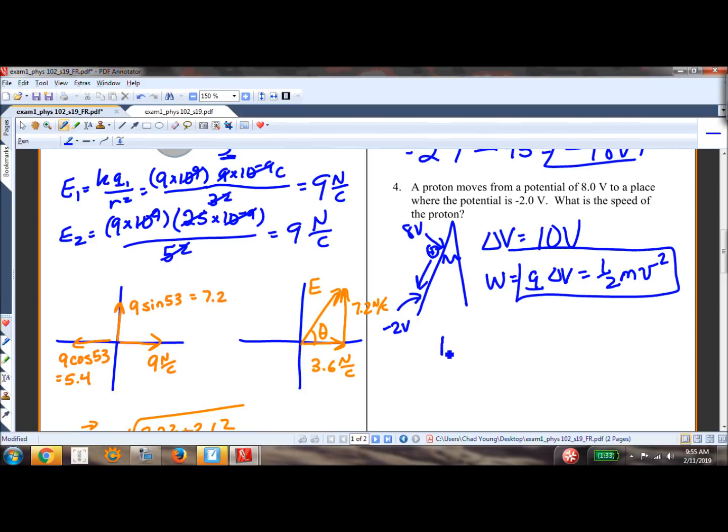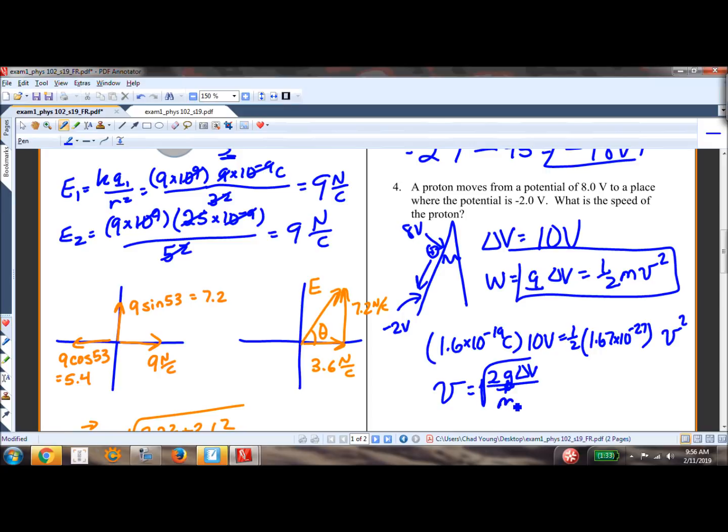So I say Q, which is 1.6 times 10 to the minus 19 coulombs, that's for a proton. Delta V is 10 volts, is equal to 1/2 m, what is it for a proton? 1.67 times 10 to the minus 27 kilograms times V squared. And if I solve that for V, which is going to be the square root of 2Q delta V over M, then that's going to be equal to 44,000 meters per second. And that's the answer for that one.